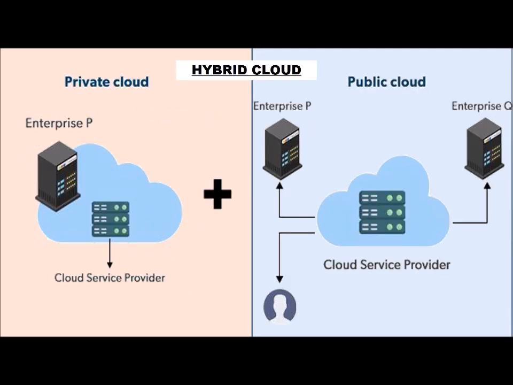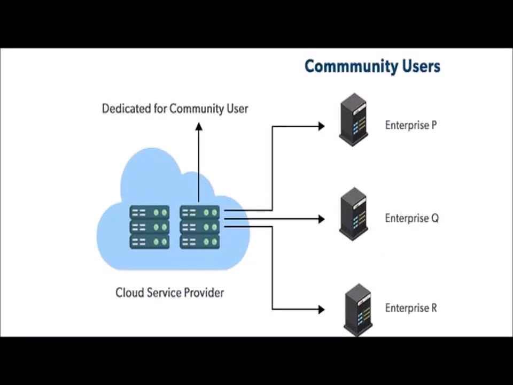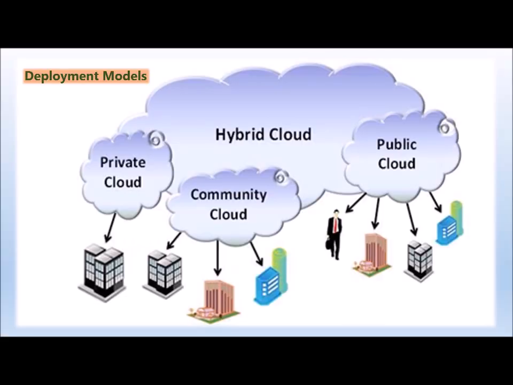And the next one is hybrid, which is a combination of private and public cloud. And the last one is community cloud. So in the community cloud, different enterprises like P, Q, R are using the cloud services, which is dedicated for specific community users. So this is the overall diagram of this deployment model. So private cloud for a particular organization, and public cloud for all, and community cloud for a specific community. So hybrid is nothing but a combination of all this.